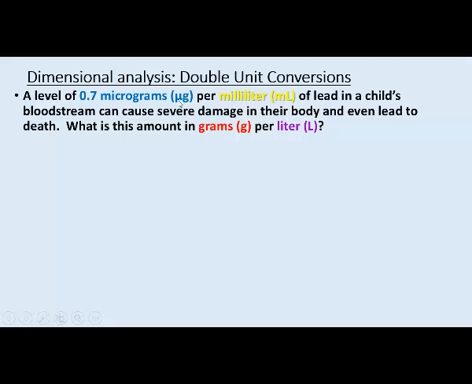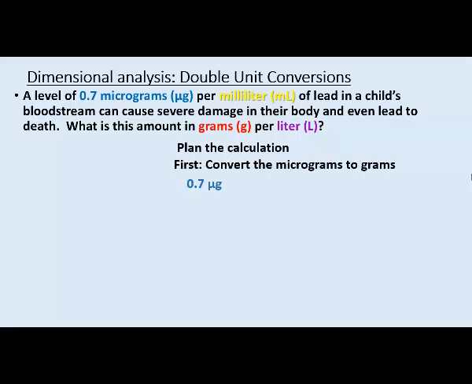I don't put an m there because that would be milligrams, so I indicate the micrograms with this abbreviation. Now we want to convert those micrograms to grams, and we want to convert our milliliters to liters to get our new set of units. So I'm planning that out. Very first conversion, micrograms to grams. So I take my 0.7 micrograms, I'm going to convert that to grams in the first step. And then for my second part of the conversion, I'm going to take the milliliters and convert them to liters.